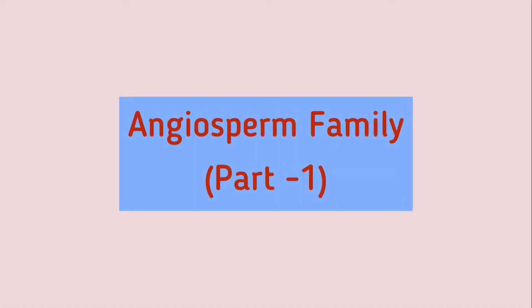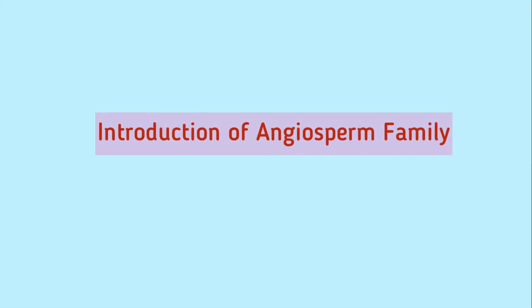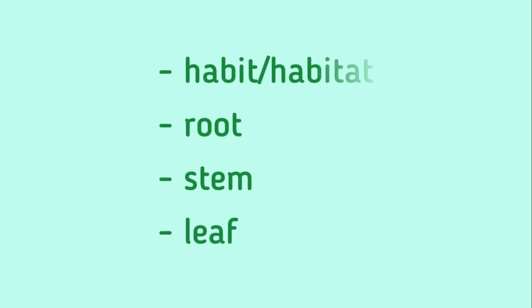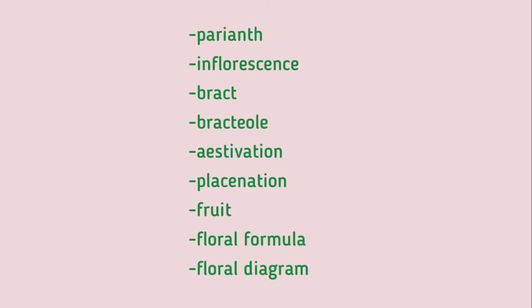Today's topic is Angiosperm family, part 1. Before learning about the family of Angiosperm, you need to know a few things. These things are habit and habitat, root, stem and leaf. There are more things to learn, such as perianth.